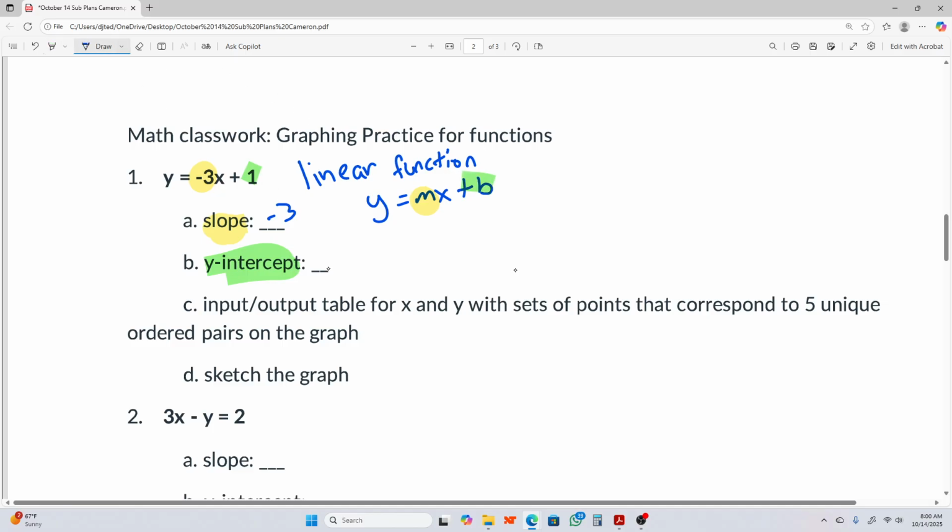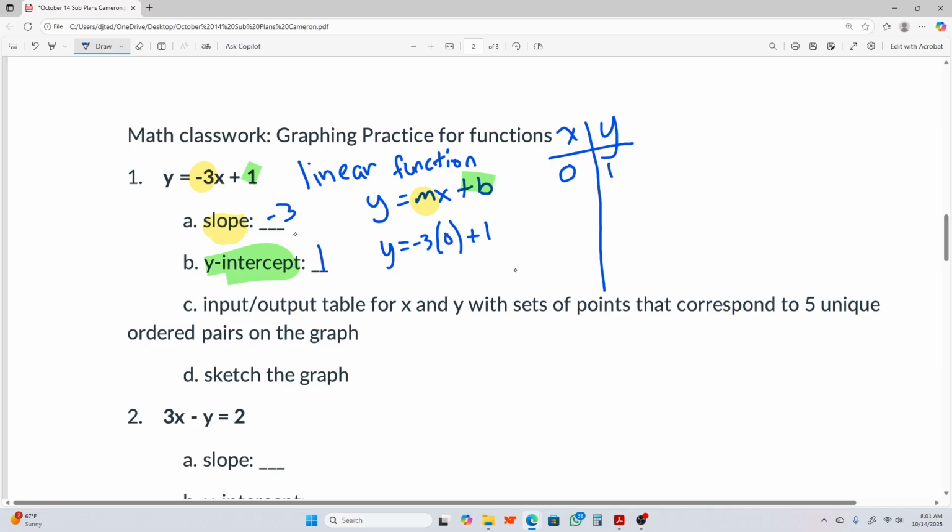So our y-intercept is at positive 1. To make your input-output table, it's an x and y. X is the input. So when you input a 0 for the x, y equals negative 3 times 0 plus 1. We know that 3 times 0 is 0, plus 1 is 1. So our first entry on our input-output table is at 1.